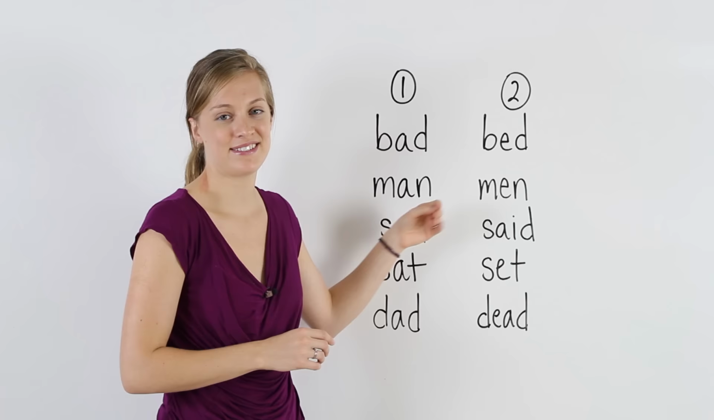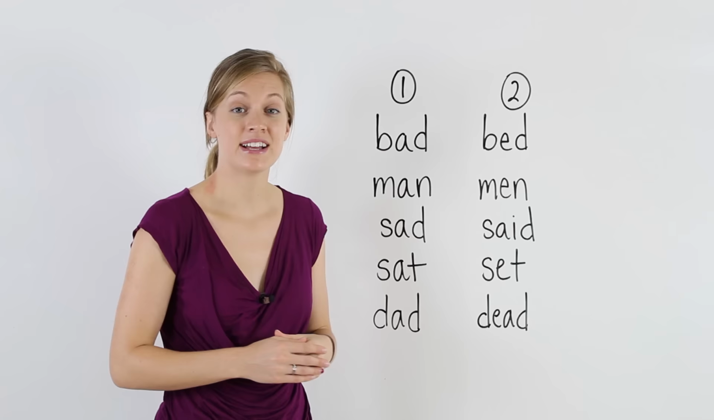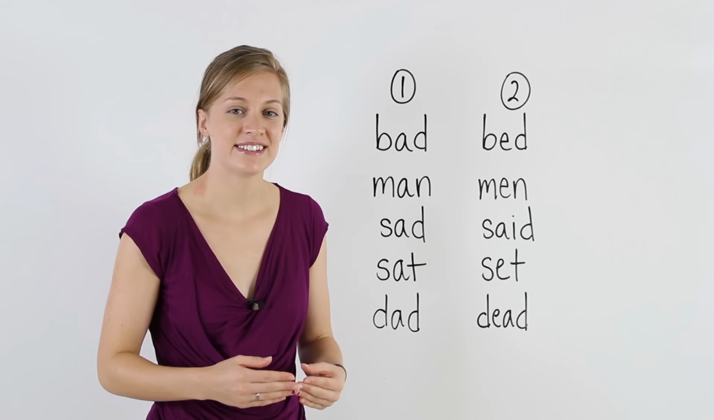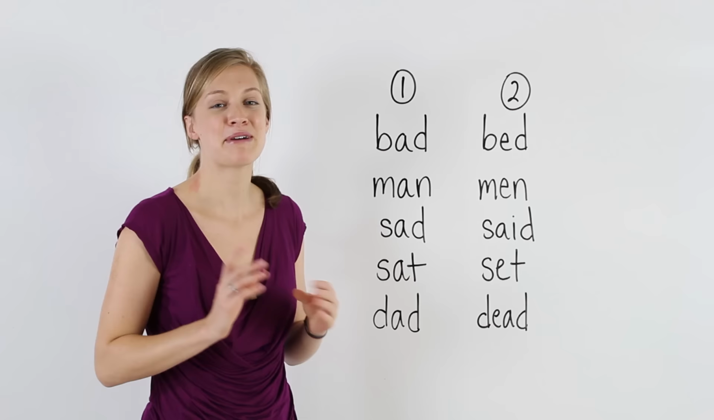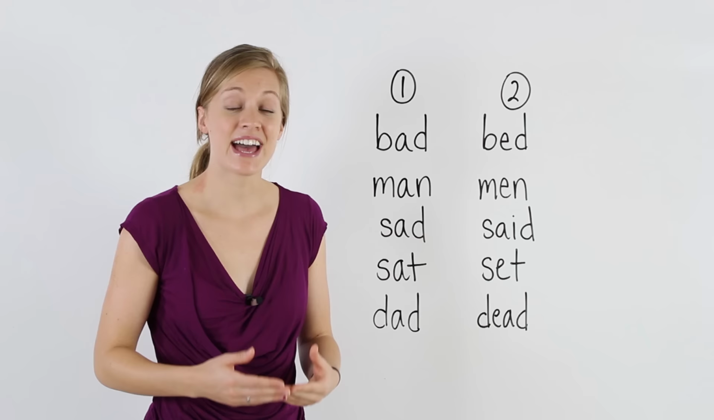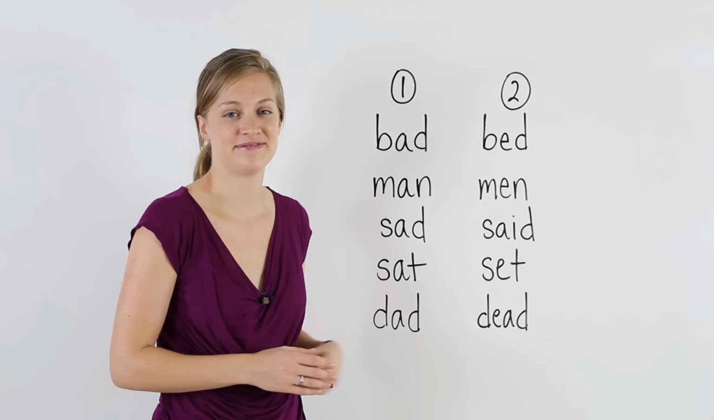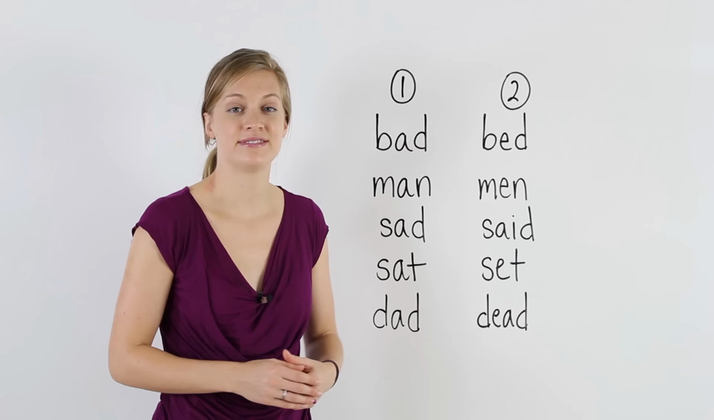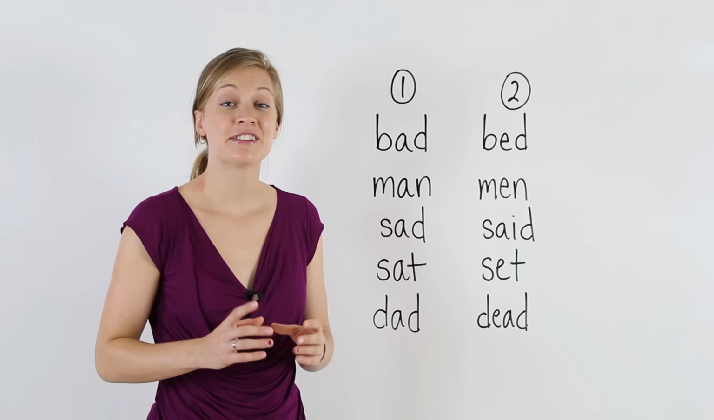Next, we have sad and said. Listen carefully. Sad. The correct answer was sad. I bet you did well. Now we'll do sat and set. I'm going to say the word set. Set. I bet you chose set. Last, we have dad and dead. Dead. The correct answer was dead. I bet you did well.